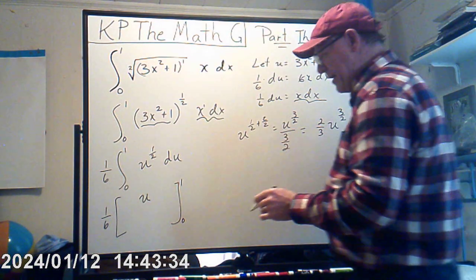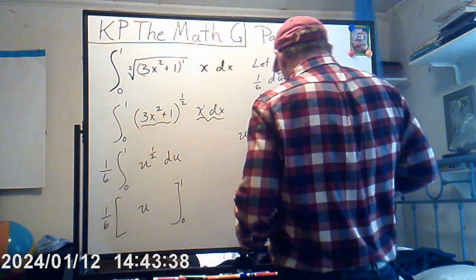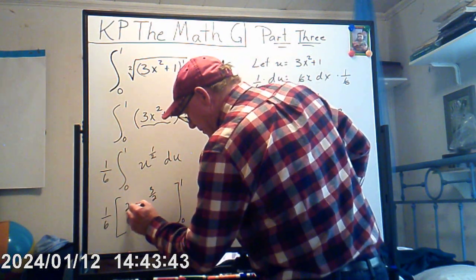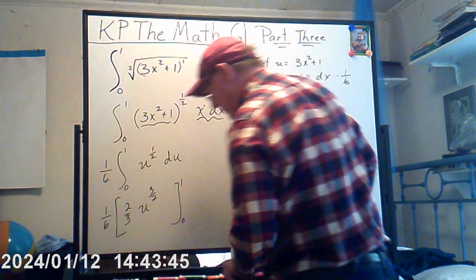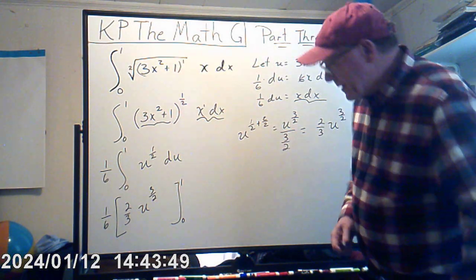In this particular case, let me erase this. This is going to be u to the 3/2, and then 2/3 goes right here. Okay, like that.